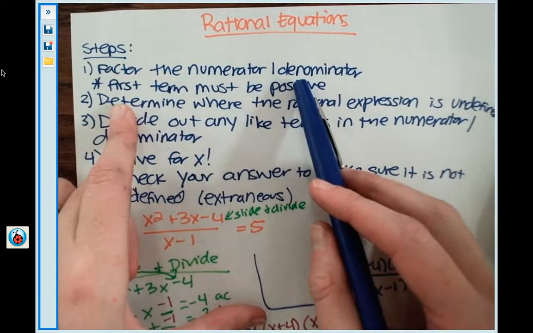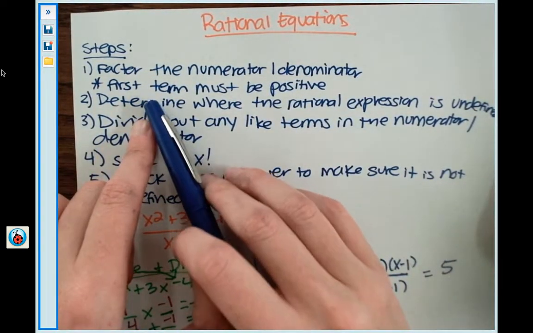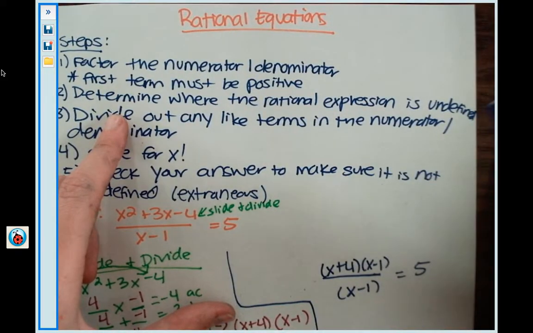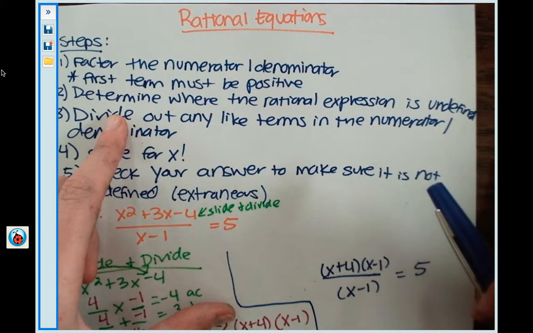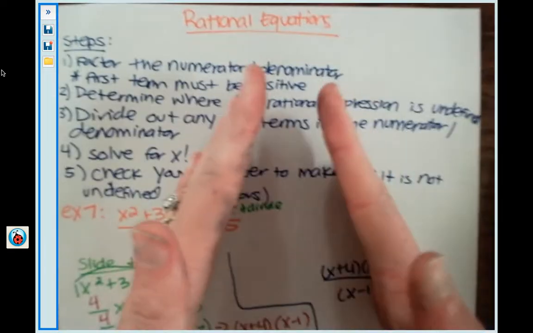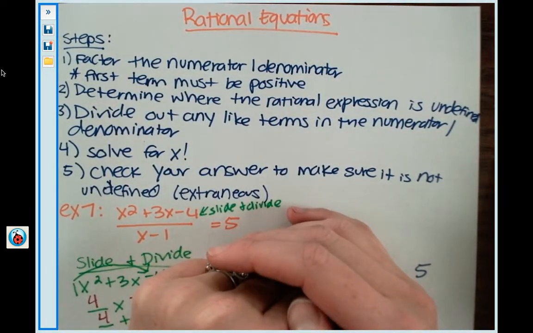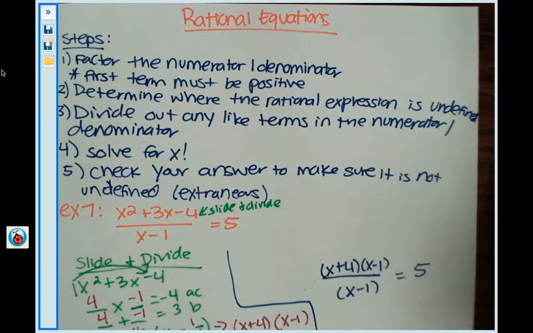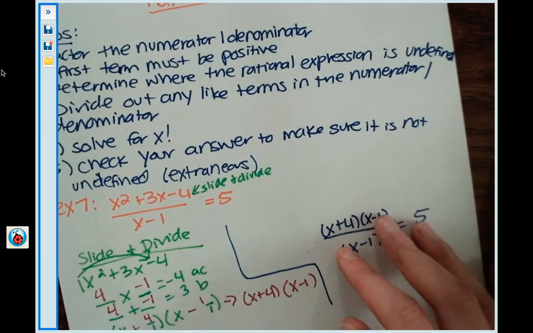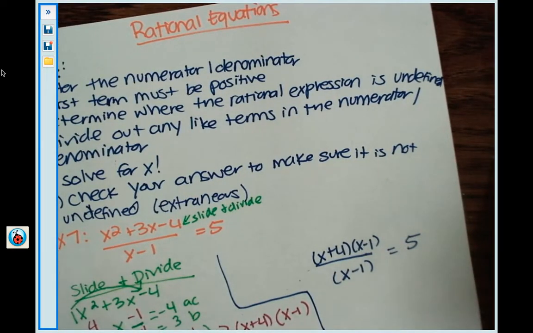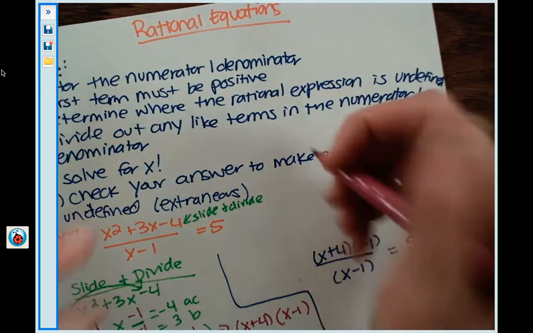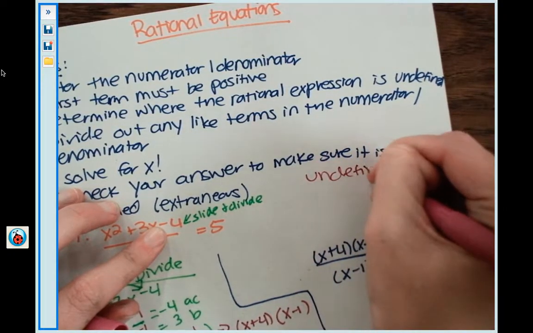Now before I start solving anything, let's go back to our steps. We factored the numerator and denominator. Check. Now we need to determine where the rational expression is undefined. Remember, what is never allowed in the denominator of a fraction? What can we not divide by? We can never, ever, ever divide by 0. Not allowed. Remember, we kill cats when we divide by 0, and we are not trying to kill cats. So let's figure out where this thing is undefined.